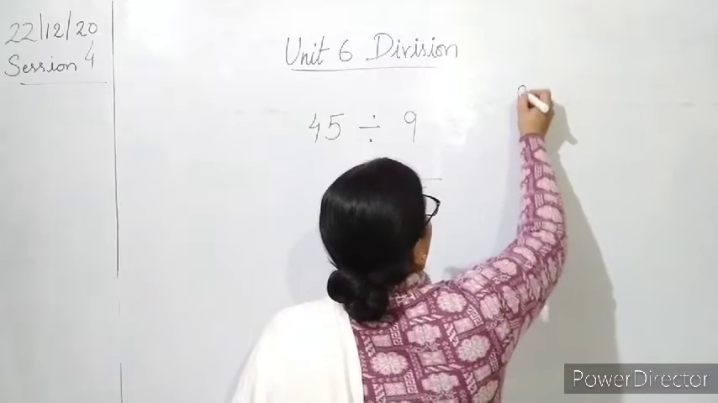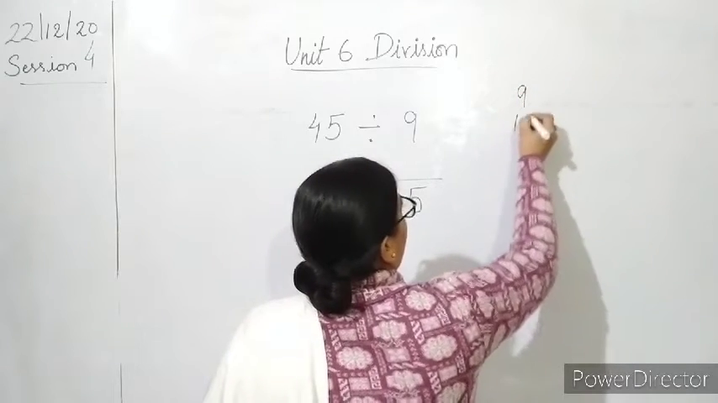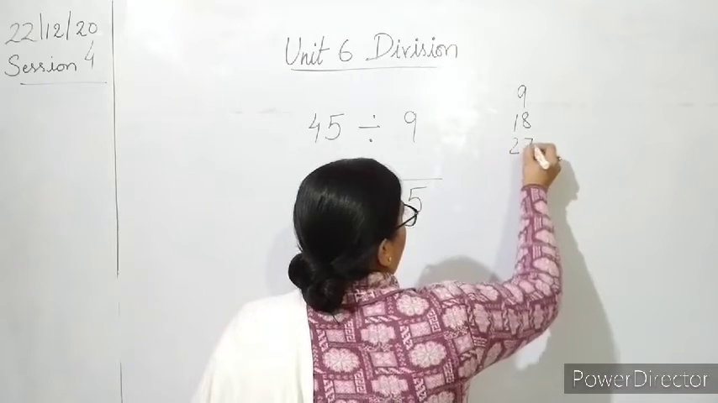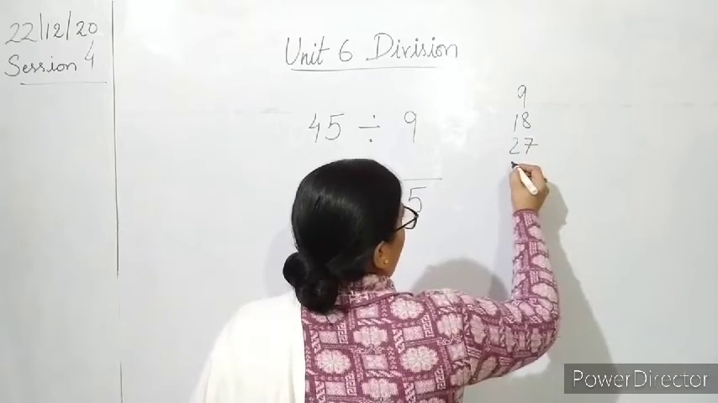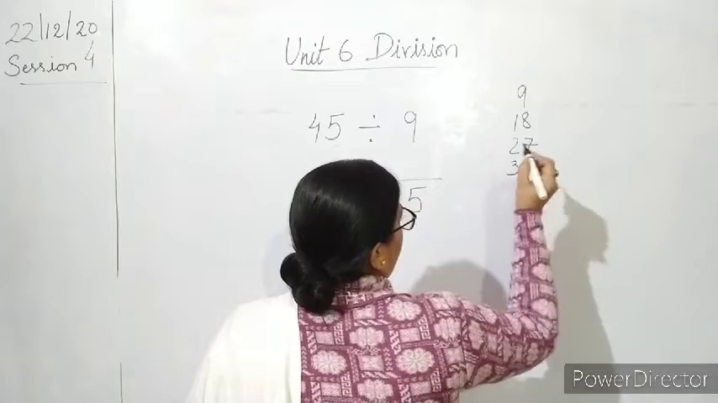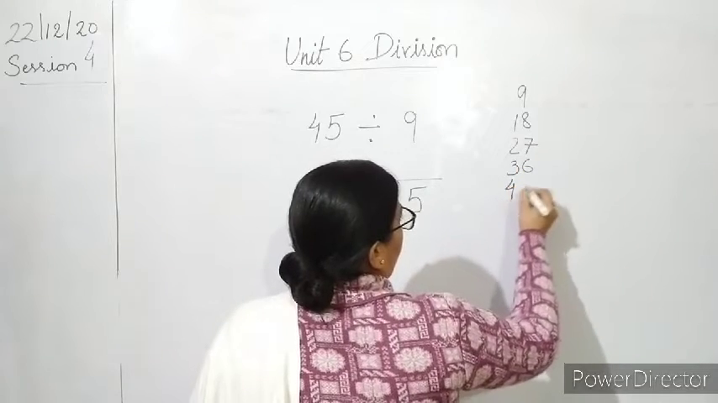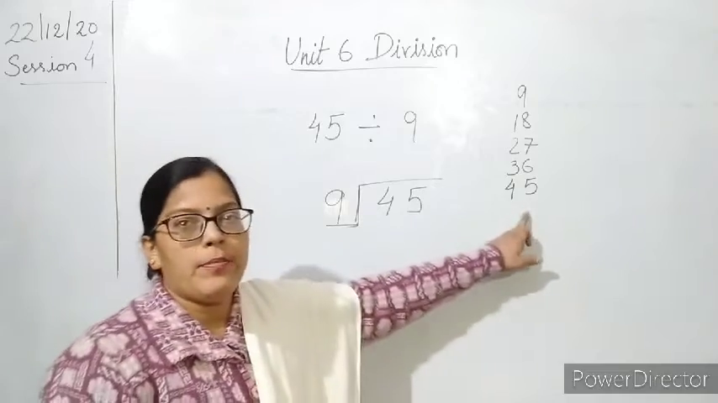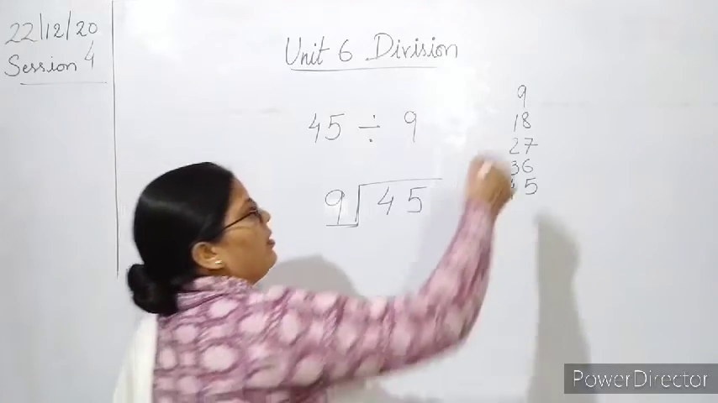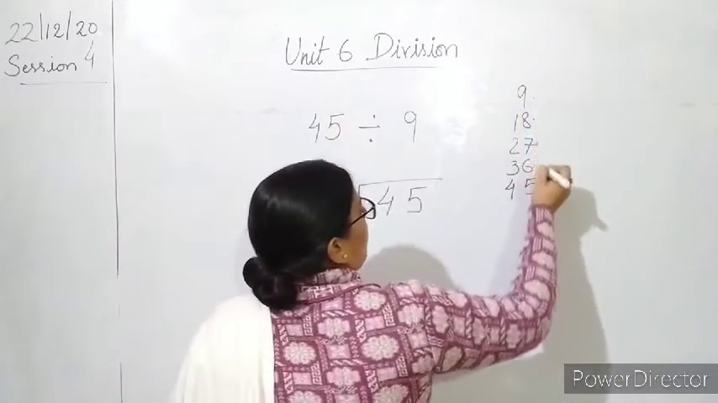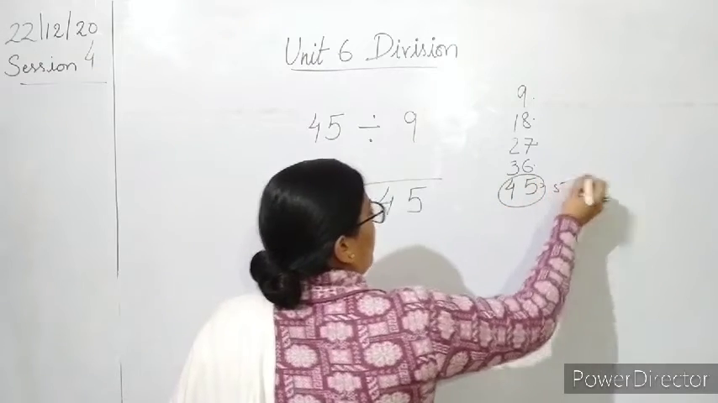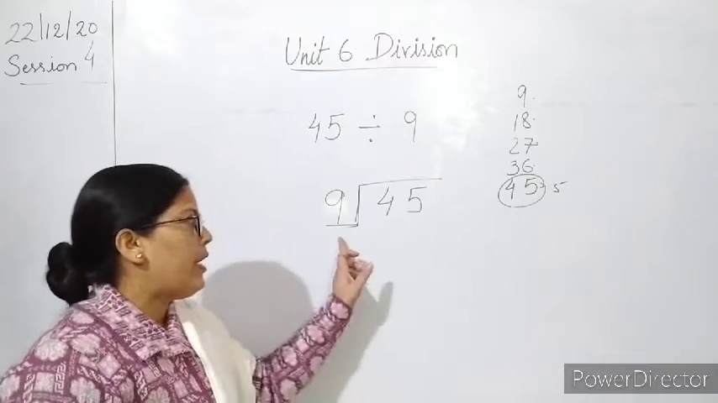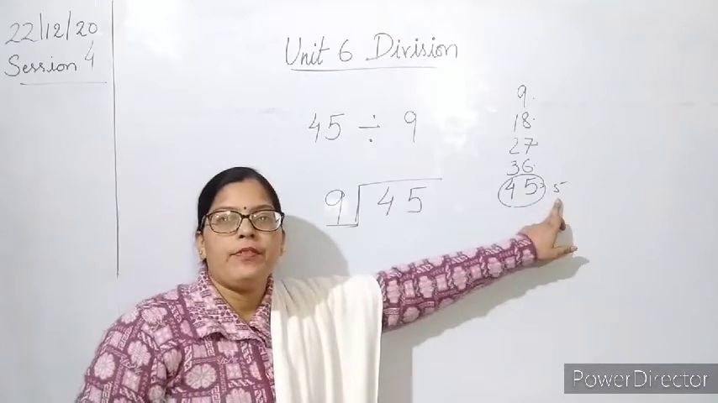9 ones are 9, 9 twos are 18, 9 threes are 27, 9 fours are 36, 9 fives are 45. We get 45 by how many times? 1, 2, 3, 4 and 5 times. Okay, we get 45 in the table of 9 at 5 times.